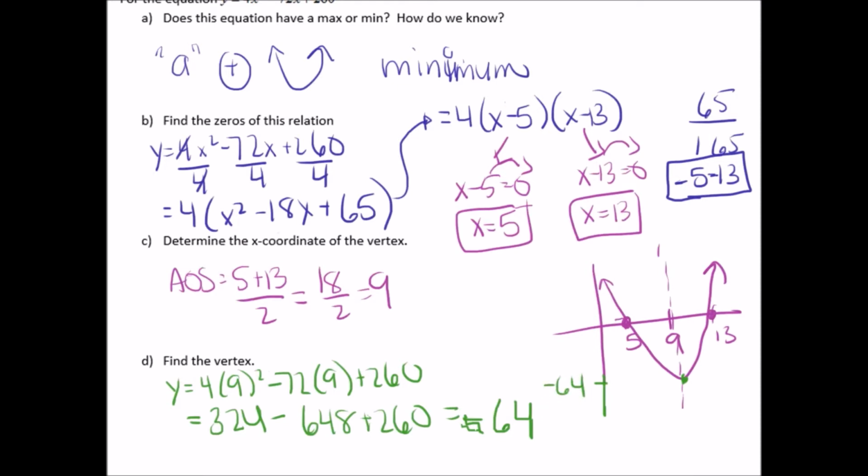So the last part here, and it doesn't show, let me see. I'm going to go to the next page. Write the relation in vertex form. So let's just recall that our vertex was (9, -64), and our equation was y equals 4x squared minus 72x plus 260.